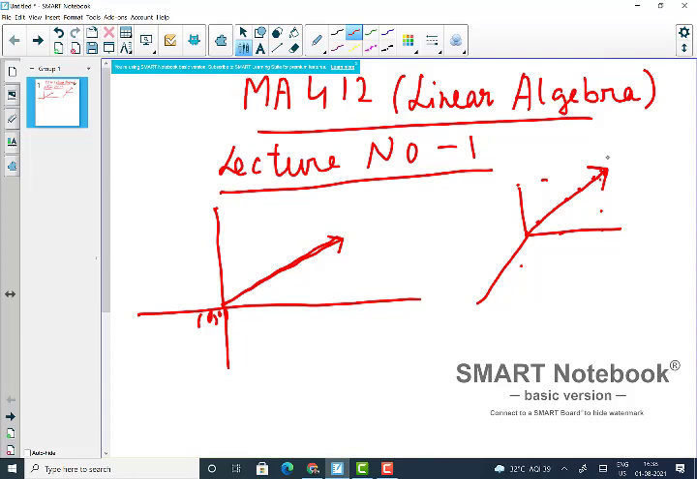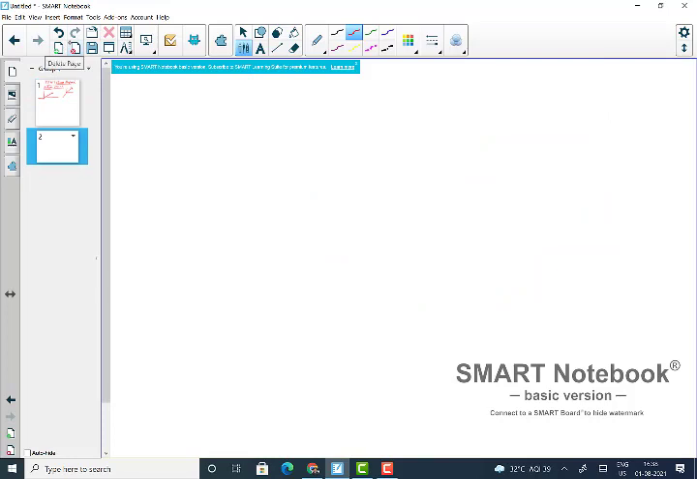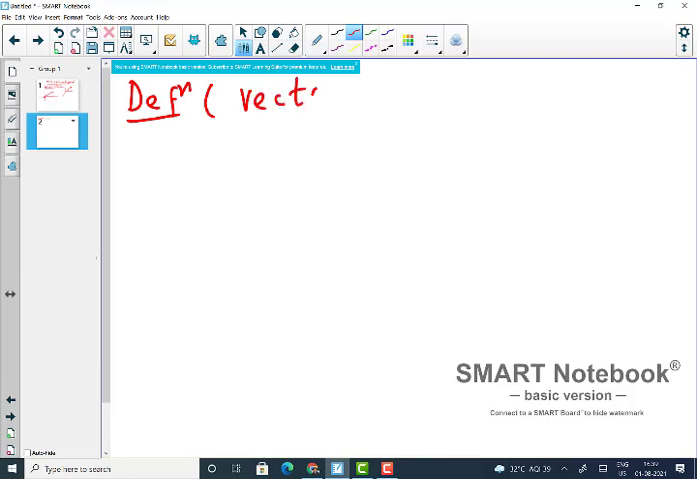So what did mathematicians do? Mathematicians analyzed this idea of physical vectors, and they defined it in a more general way. So how do we define it? Let us start with the definition. We call it a vector space, or linear space, both are the same.